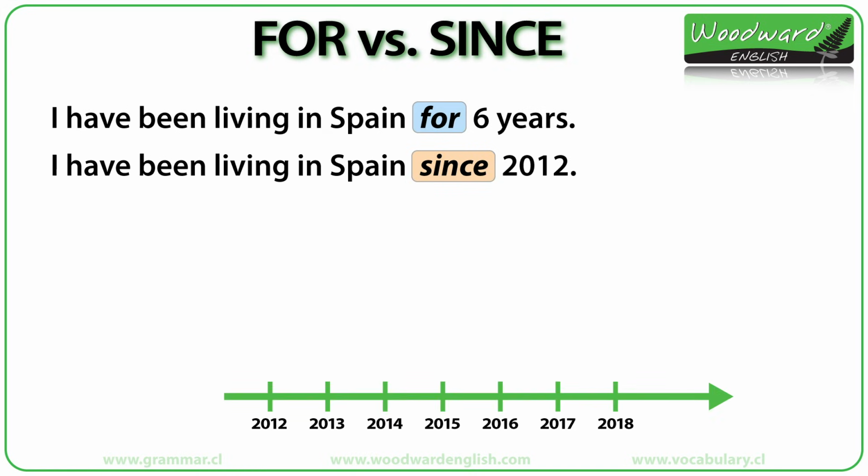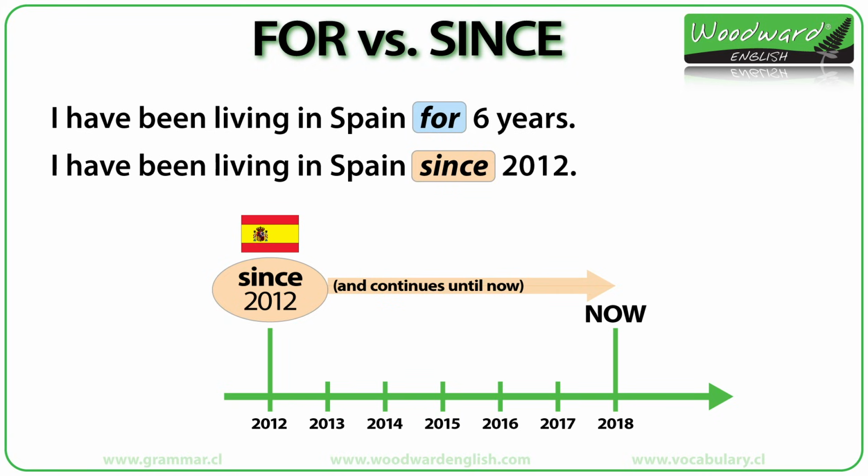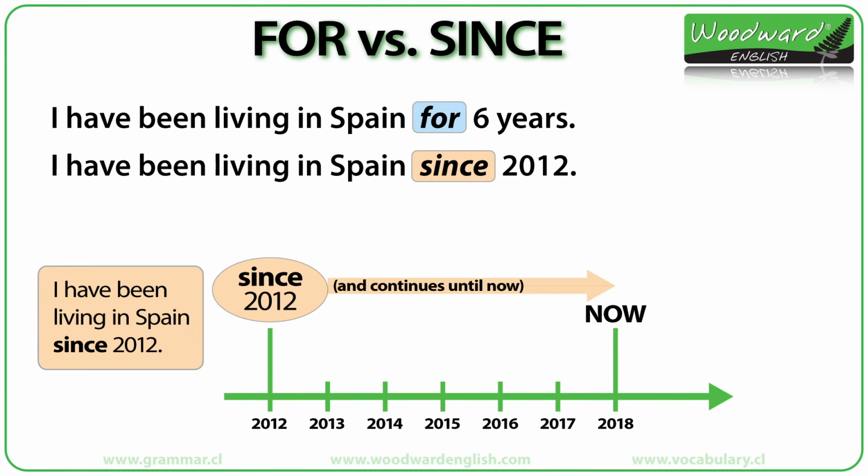First, let's look at this timeline. Now we're in 2018. I first arrived in Spain in 2012. 2012 is the starting point. We use since with the starting point of when something happens, and that continues until now. I continue to live in Spain now, so we say, I have been living in Spain since 2012.